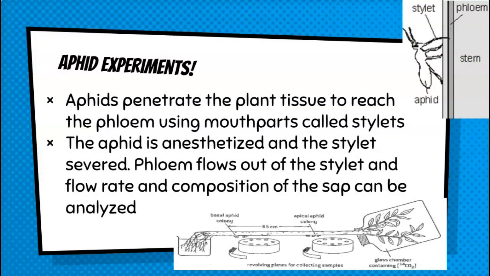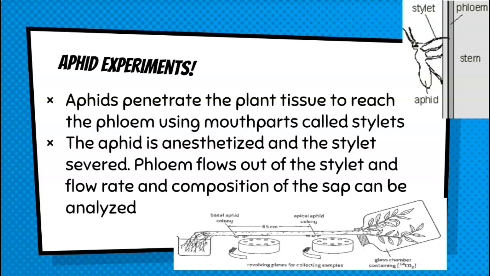Now, one of the last things we're going to talk about today is aphid experiments. Aphid experiments happened in the 40s, so a very long time ago, when ethics didn't really exist. In this case, they used radioactive carbon dioxide and made aphids eat it to determine sap flow. But before we get super into that, let's talk about what aphids are and what they did.